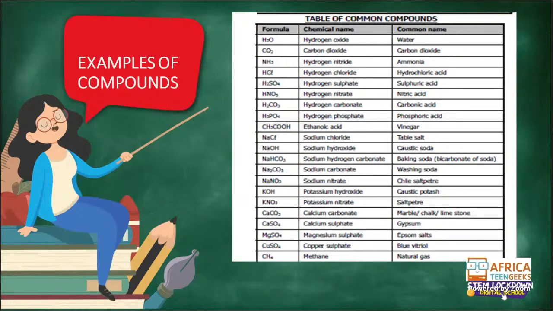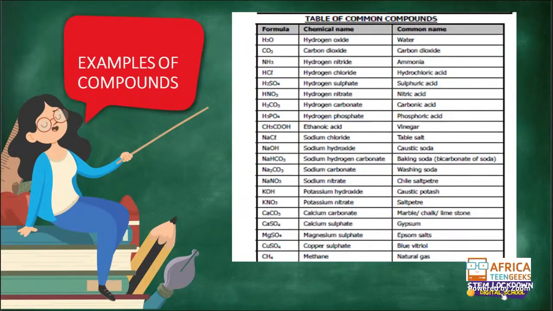Now let's look at CO2, which is carbon dioxide. That is the chemical name, and the common name is what? Carbon dioxide. So here, the chemical name and the common name for CO2 are the same. All right, let's look at the third one. It is NH3, which is called hydrogen nitride. That is the chemical name, and the common name is ammonia.